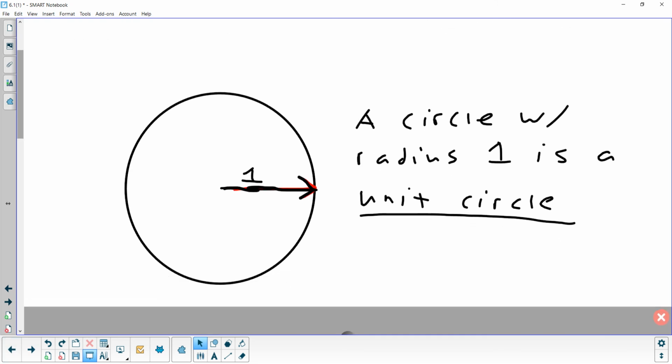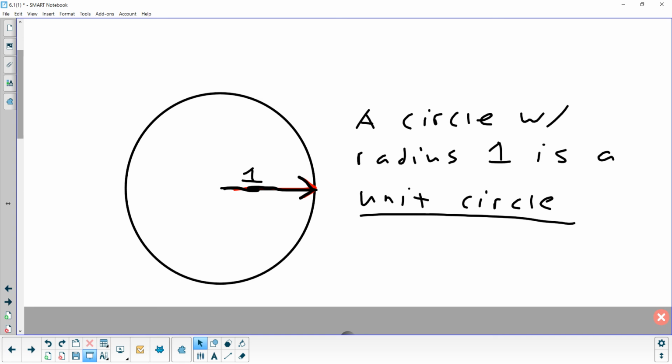Okay, so to figure out a fact that is true, we're going to start with this diagram. This is a particular kind of circle called a unit circle. All that a unit circle is, is a circle that has a radius of 1. It's the only thing that's special about it. It's a circle with a radius of 1.